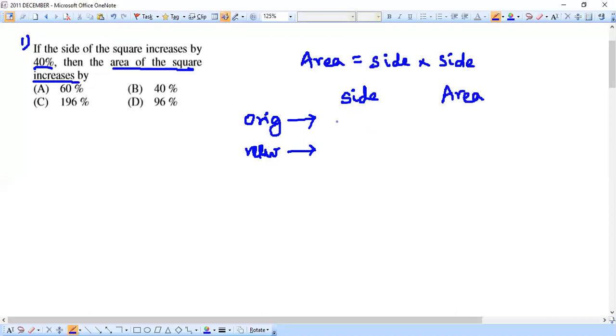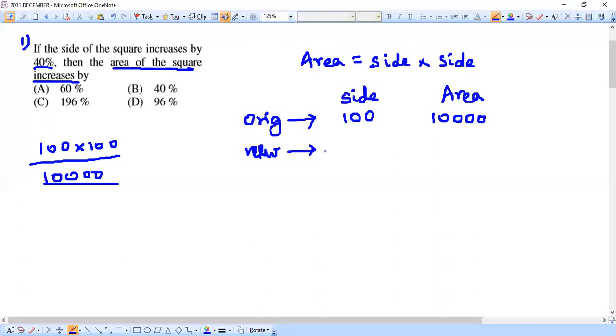So let's have the original side of the square to be, as usual, 100, because this is how we start whenever we deal with a percentage question. Assuming 100 would be very easy for us to follow and do the calculation. So original side, let's assume it to be 100. So what happens to the original area? We know very well area is nothing but side into side. So that means we need to do 100 into 100. So what is 100 into 100? It will give us 10,000. Yes, it is 10,000. So our original area of the square will be 10,000. Let me note it here and come to the new side.